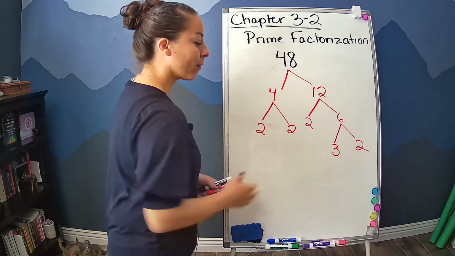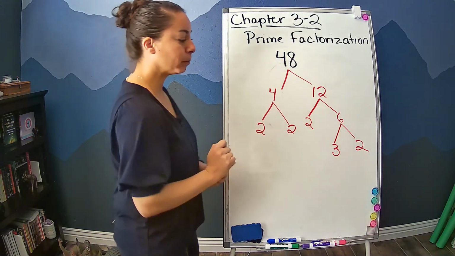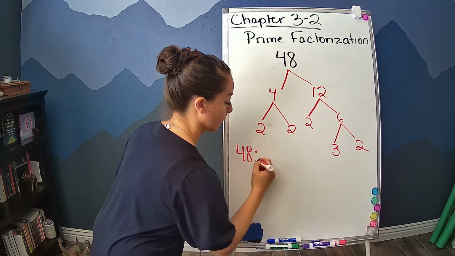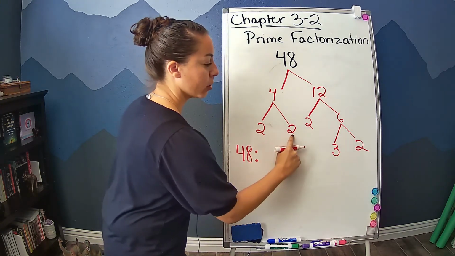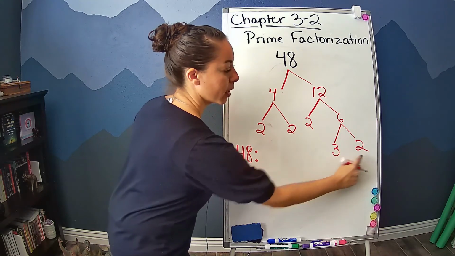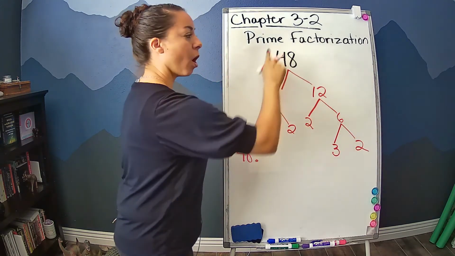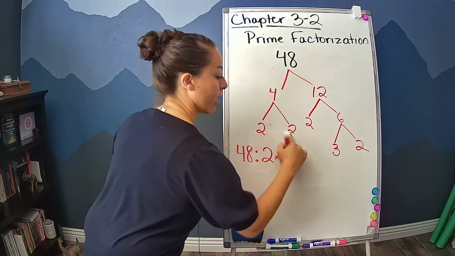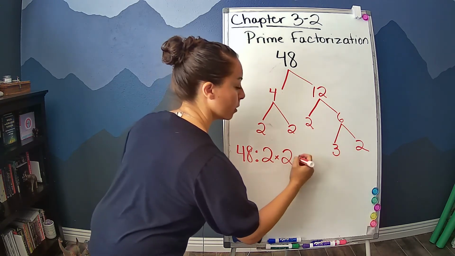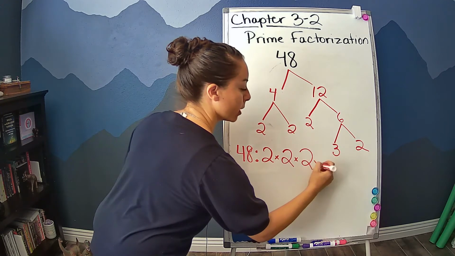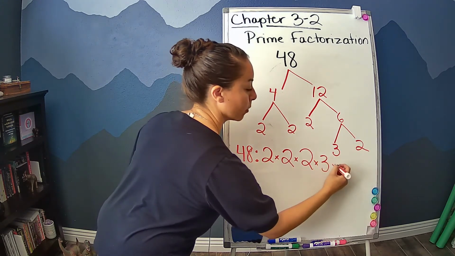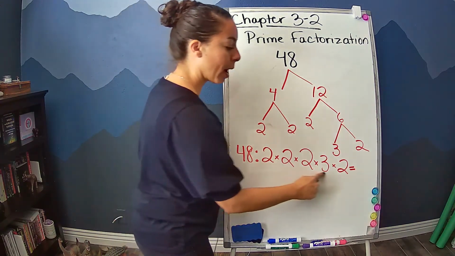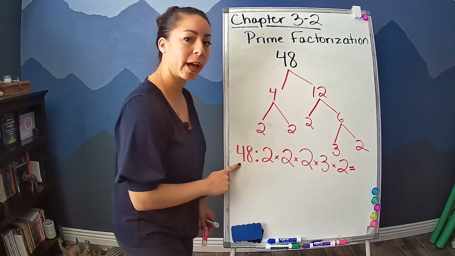So my prime factorization of 48 is going to be, let me write it down, 2 times 2 times 2 times 3 times 2. That should all equal 48. So let me write it down. 2 times 2 times 2 times 3 and times 2. This is my prime factorization of 48.